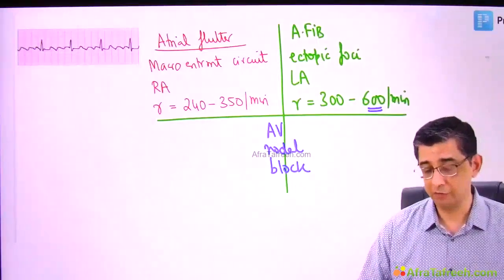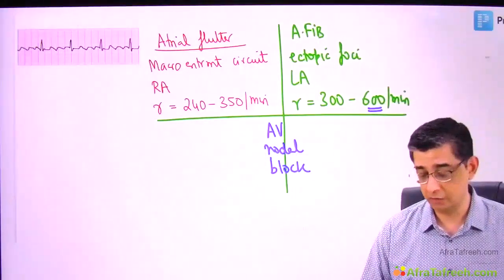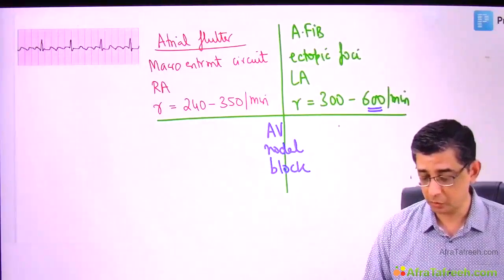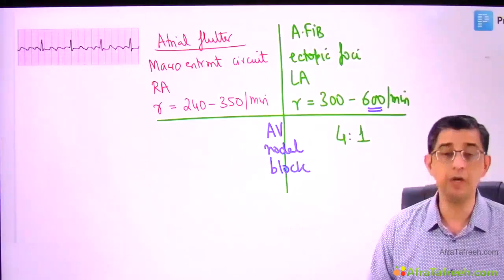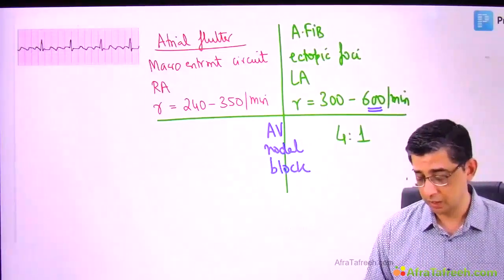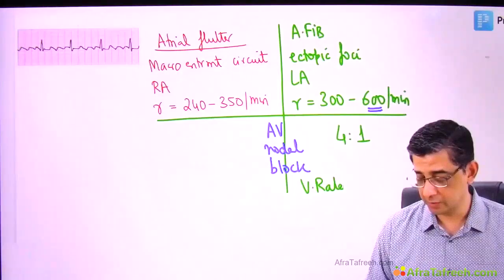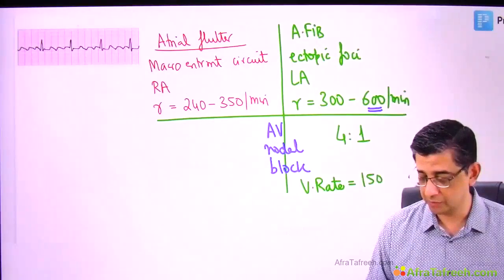I said if the frequency is higher, the AV nodal block will also be higher. So usually in atrial fibrillation, we might be having a 4:1 block. And if I apply mathematics here, 600 divided by 4, the ventricular rate of the patient will be 150 per minute.